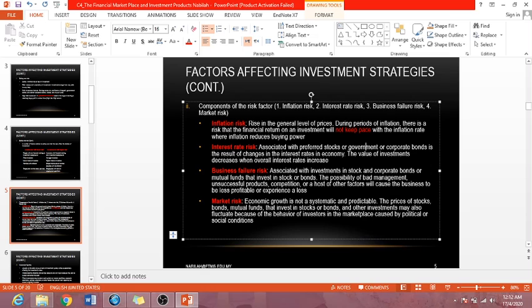Other than that, business failure. Business failure means the failure of your business. This is associated with investment in stock and corporate bonds, or mutual funds that invest in stock or bonds. It means you invest in a company that will invest again in another stock. For example, maybe you invest in Sime Darby, and Sime Darby will use your money to buy shares from another company. That's just an example, and that one is higher risk.